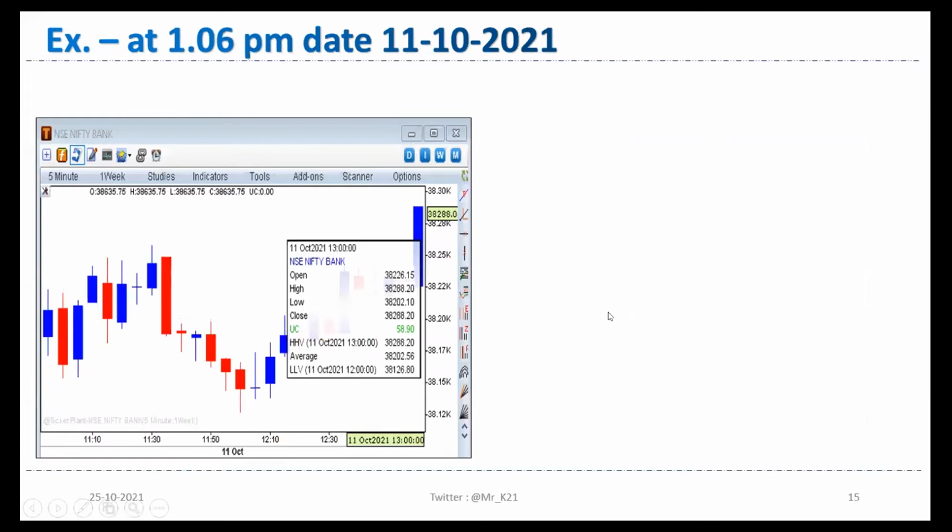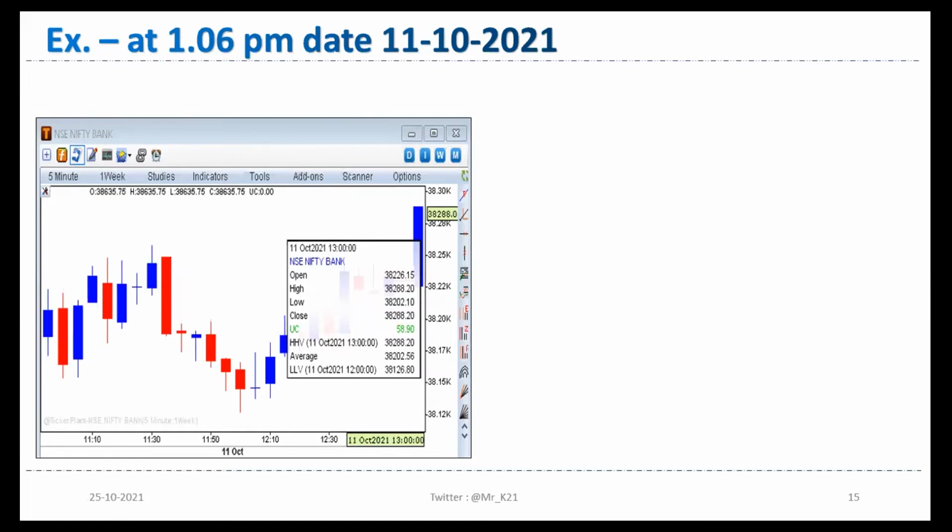Okay. Same day at 1 p.m., here you can see my 1 o'clock candle closes. I am checking the 1:05 candle, and my close is 38,288. Can someone tell me what would be my at the money? My closing price for 5 minutes is 38,288. What would be my at the money? Perfect, 38,300. Very good, everyone.